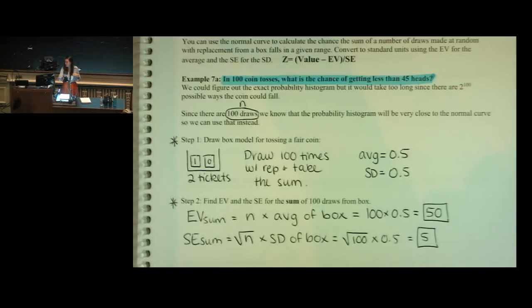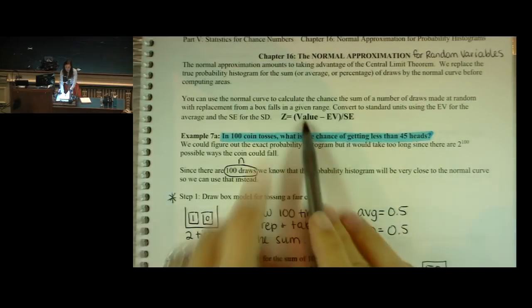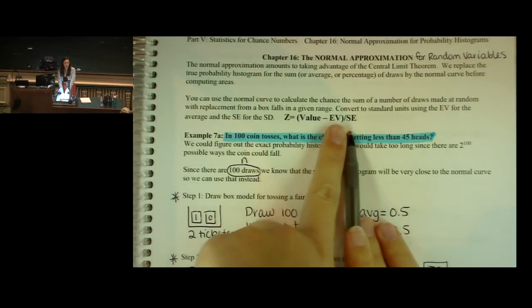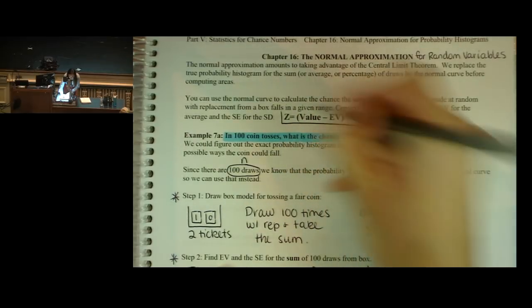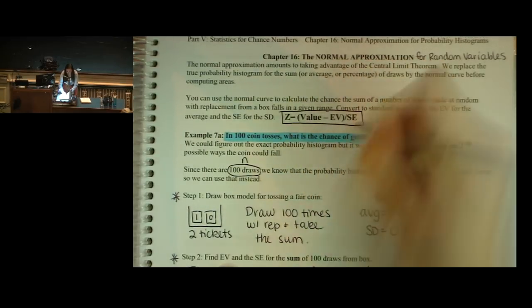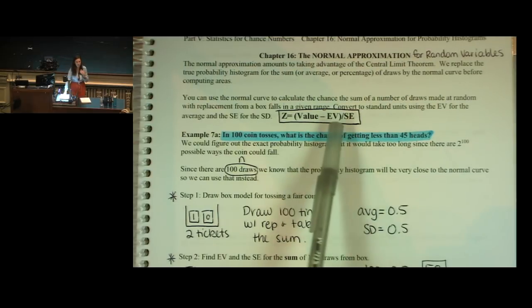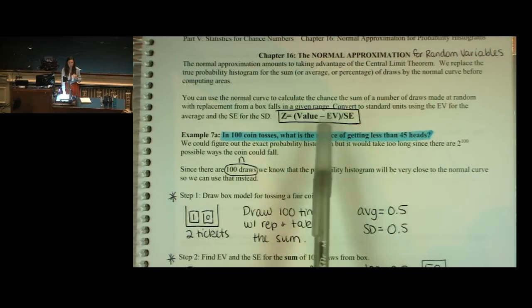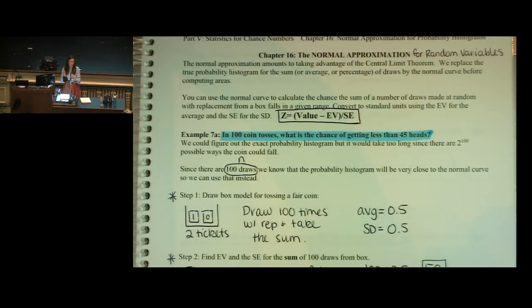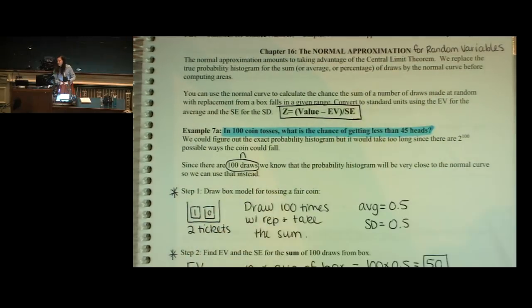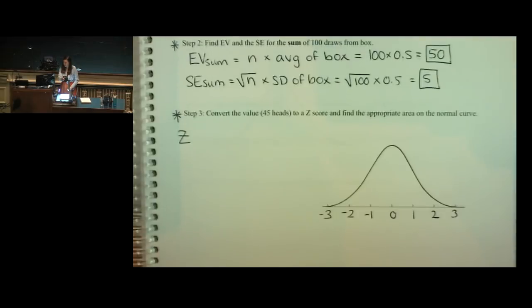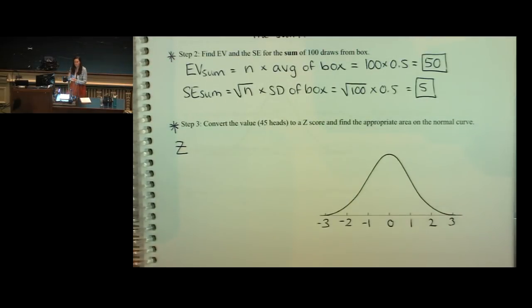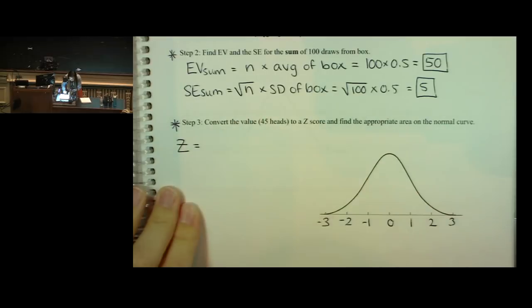Now that we're dealing with random variables, it changes slightly. Instead of average and SD, we have expected value and standard error. But it's the same exact thing, just for random variables. So this is what I'm going to use, right? Because the expected value is what I'm expected to get, and then the standard error is the give or take. Expected value is like the average, standard error is like the SD. So I want to figure out how many standard errors 45 is away from the expected value.